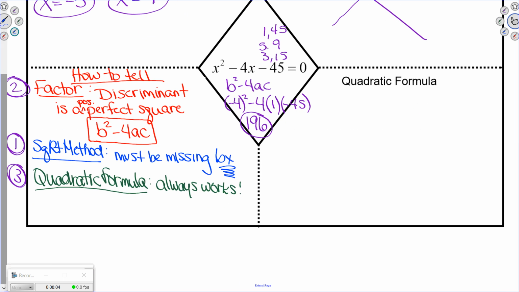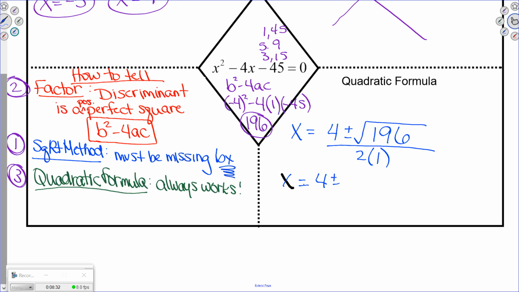Yeah, we're going to do it. Of course we are. So x equals, now, negative b is going to make that a positive 4, plus or minus. Are you guys okay if I just jump right to the square root of 196? Because I already did that math. I checked it right there. All over 2 times a, so 2 times 1. And what did we say the square root of 196 was? 14. All over 2.